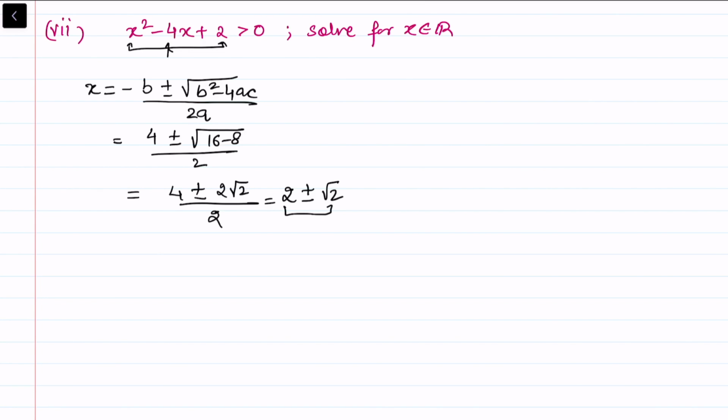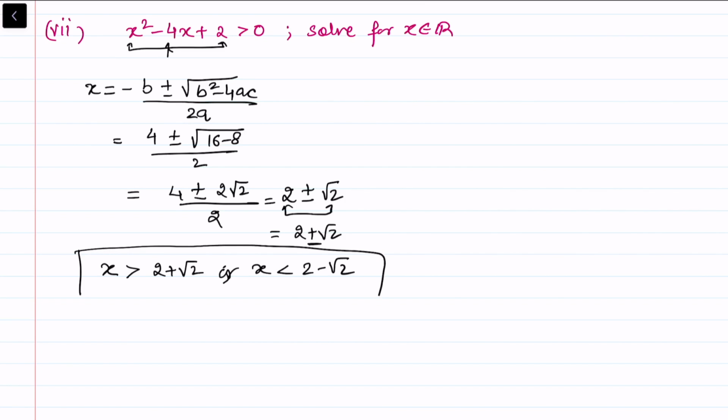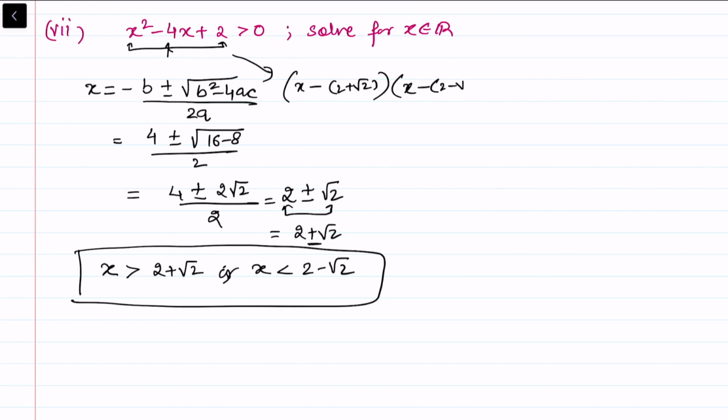So I got these two, and from here you can see which is bigger. So 2 plus root 2 is of course bigger and 2 minus root 2 is smaller. So we can say x is bigger than the bigger root or x is smaller than the smaller root. This becomes the answer for the problem by using the previous formula, because I am going to write this as x minus (2 plus root 2), one factor, and the other factor is x minus (2 minus root 2), and I wanted it to be greater than 0.